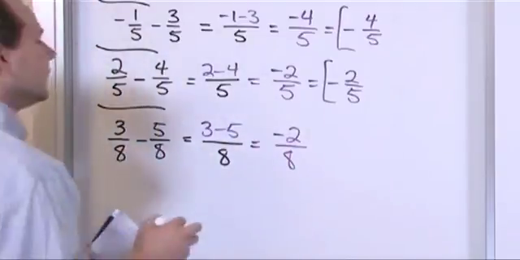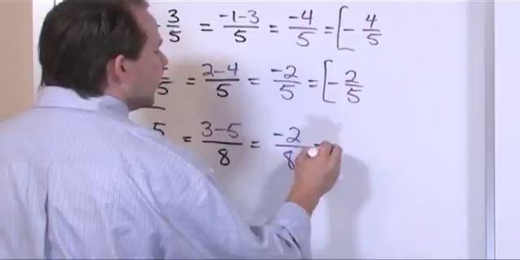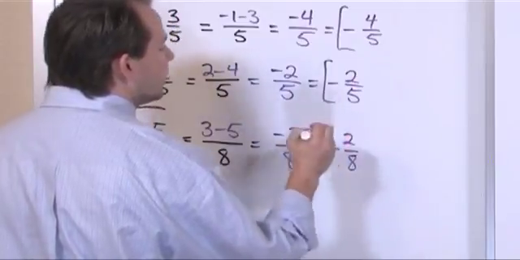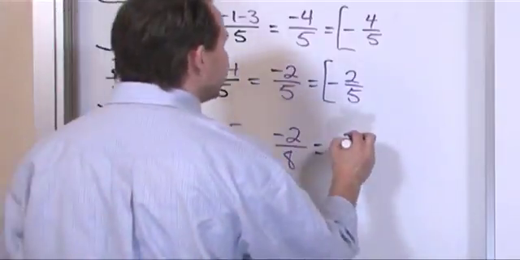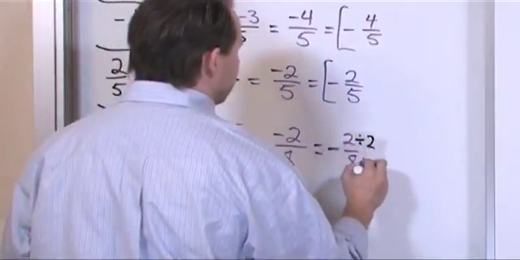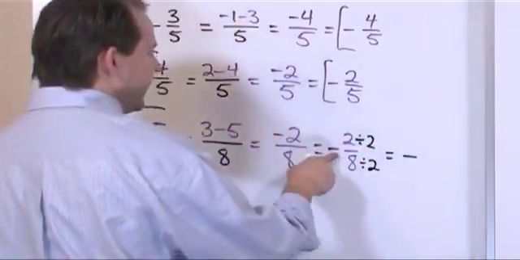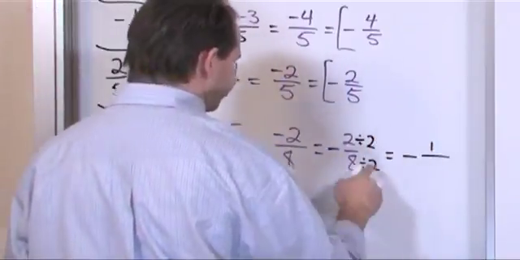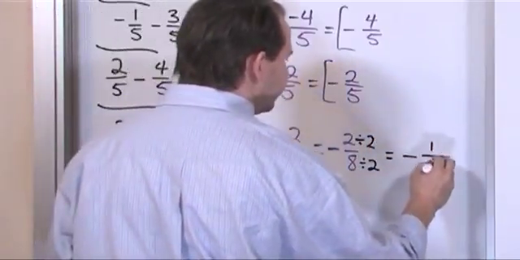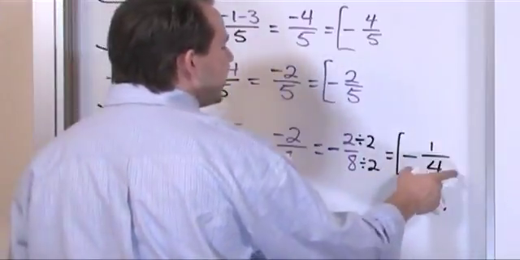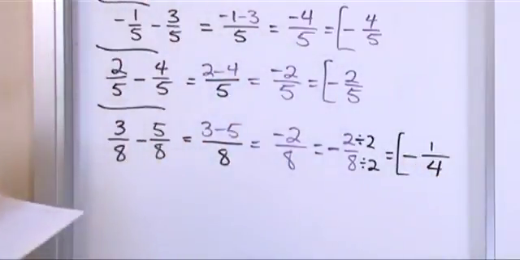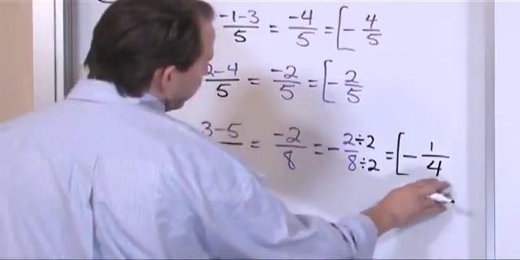Now I can rewrite this with the negative sign out front, 2/8, but notice that this fraction is not fully simplified because I can take the top and the bottom and divide by 2. That's going to be negative 2 divided by 2 is 1, 8 divided by 2 is 4. Negative 1/4. So the negative 2/8 and the negative 1/4 are exactly the same fraction. This is just written a little bit simpler.